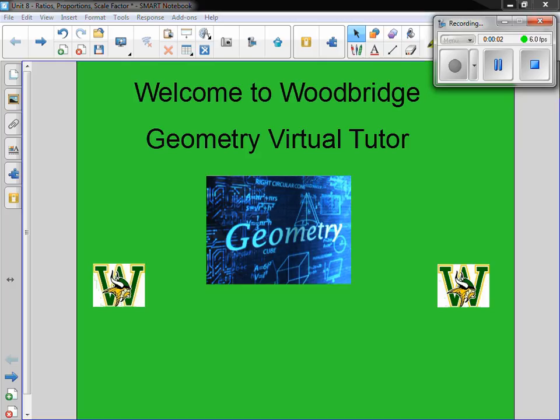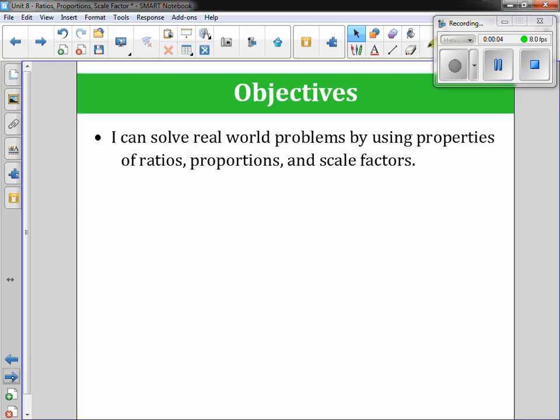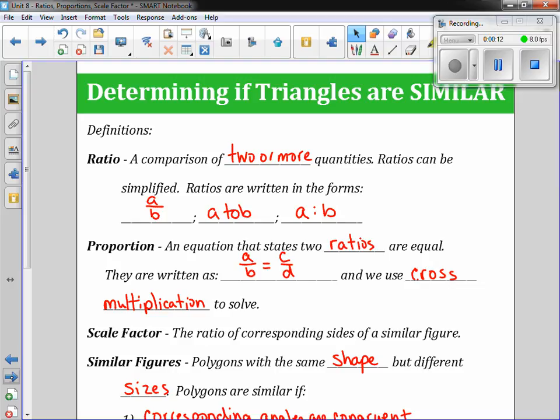Today we're going to be talking about how to solve real-world problems using properties of ratios, proportions, and scale factors. We're going to first take a look at a few definitions. A ratio is a comparison of two or more quantities. Ratios can be simplified, and ratios are written in three different forms: fraction form, A/B; verbal form, A to B; and colon form, A:B.